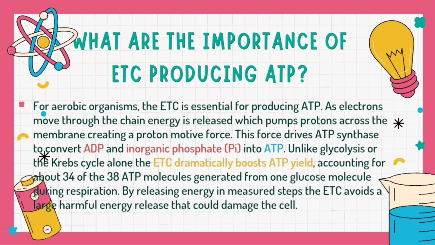By controlling the release of energy through steps, the ETC yields a high amount of ATP, around 34 of the 38 ATP molecules generated from a single glucose molecule in aerobic respiration, while avoiding a sudden energy release that could damage the cell. This efficient ATP production provides aerobic organisms a significant energy advantage over anaerobic pathways.